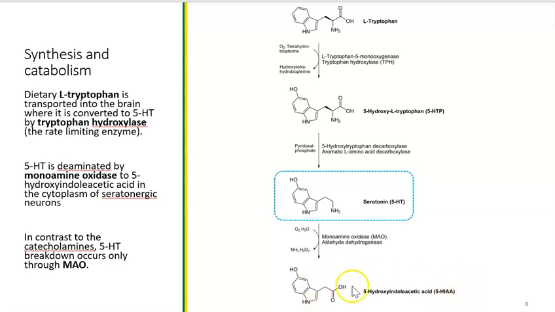Now, this final product, you don't need to know quite so much, but I really want you to understand monoamine oxidase, and that is what breaks down serotonin. Okay, so that's the big one. So the big things you need to know here is L-tryptophan, tryptophan hydroxylase, likes oxygen, you get serotonin. Serotonin is broken down by MAO.